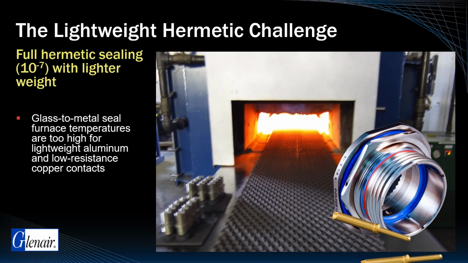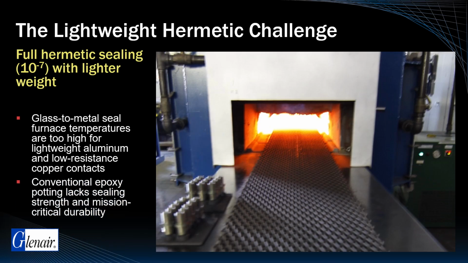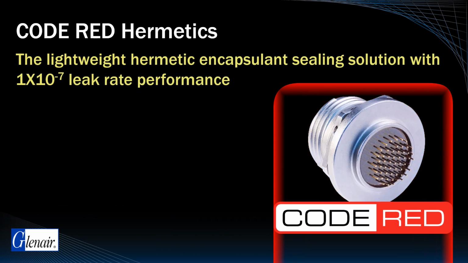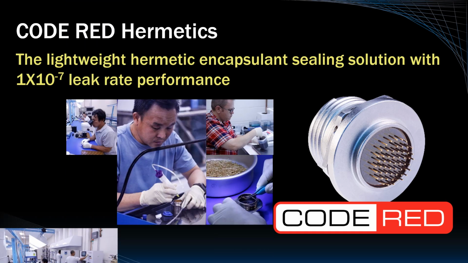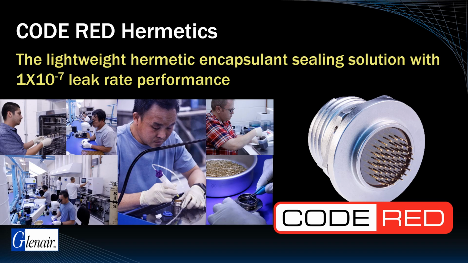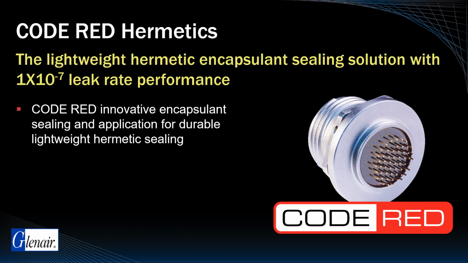Historically, manufacturers have attempted to use epoxy potting compounds as a replacement process for glass, but conventional epoxy sealing absolutely lacks the sealing strength and mission-critical durability that is the benchmark of all mil-spec connector standards. Code Red is the Glenair branding for our signature encapsulant-to-metal sealing hermetic technology that delivers 1 × 10 to the -7 leak rate performance at a fraction of the weight of conventional glass-to-metal seal hermetics. Code Red is an innovative encapsulant sealing and application process that far surpasses historically poor epoxy sealing results.